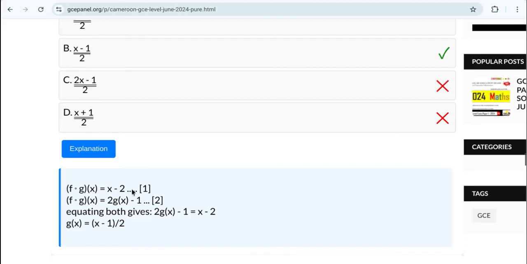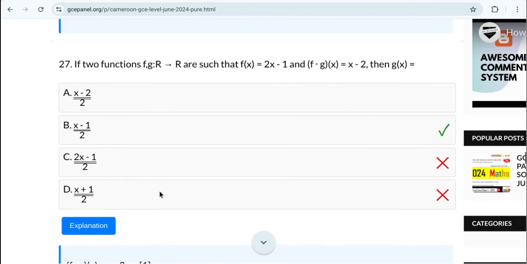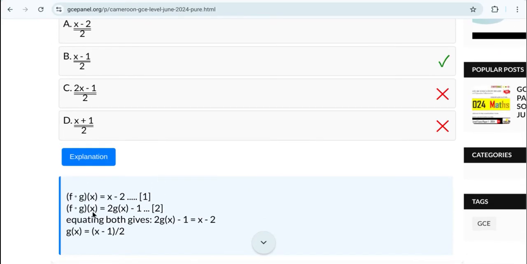So f of g of x equals x minus 2, as we see here, and f of g of x is also 2 times g of x minus 1. Since all of them are f of g of x, we can equate the two. That will give us 2g of x minus 1 equals x minus 2, and g of x equals x minus 1, all over 2. Our key here is B.